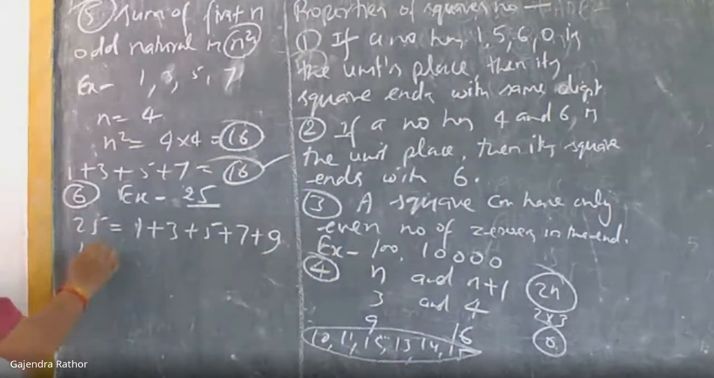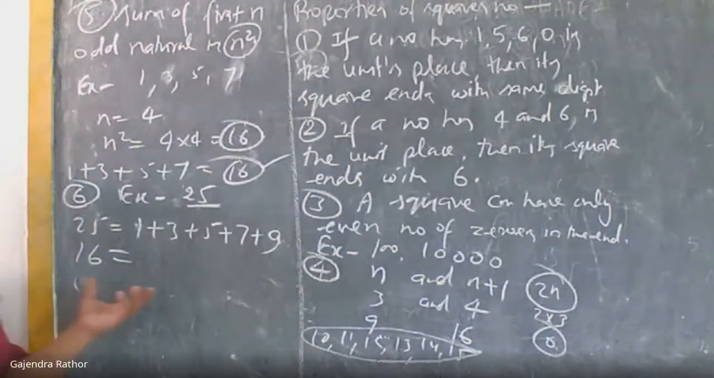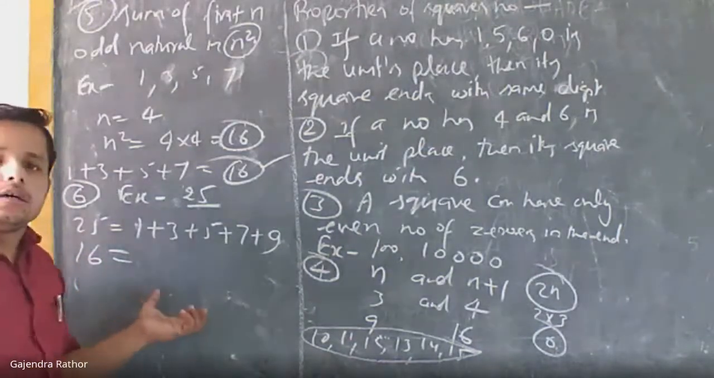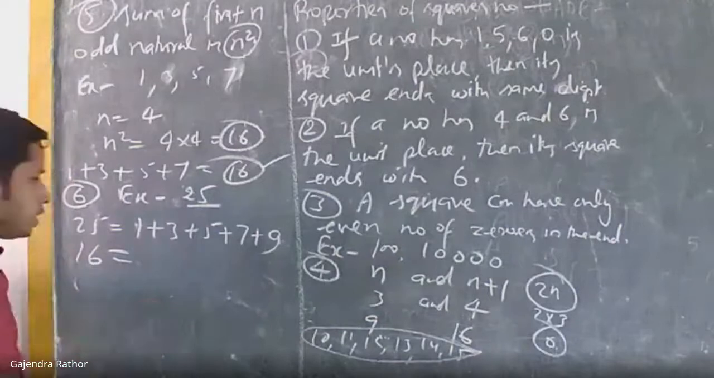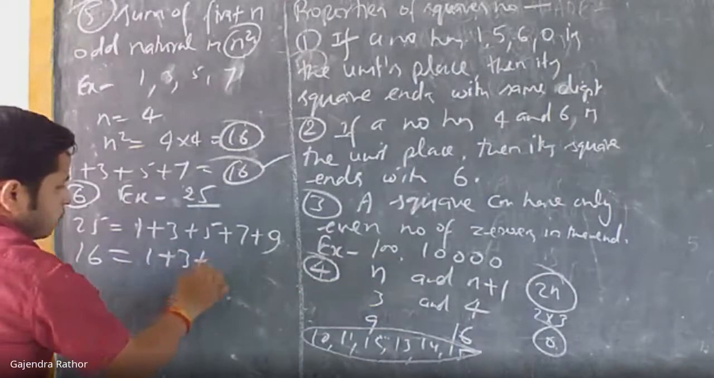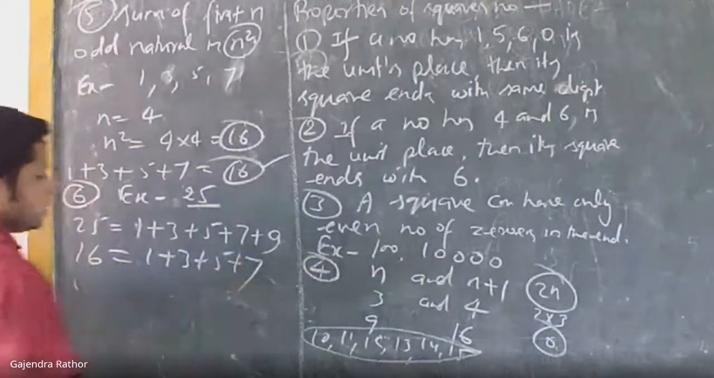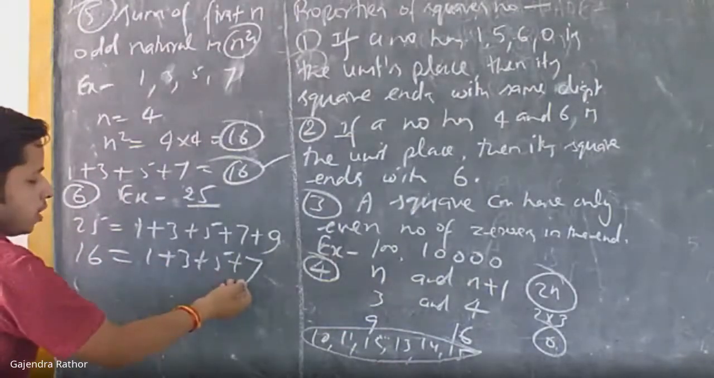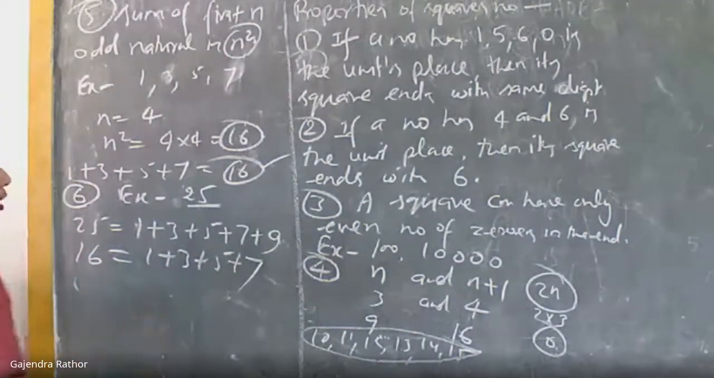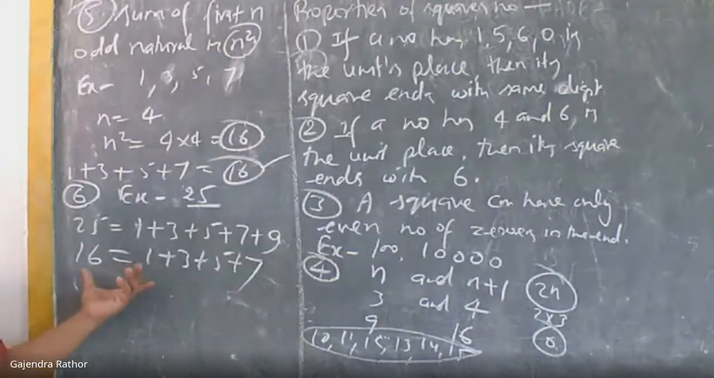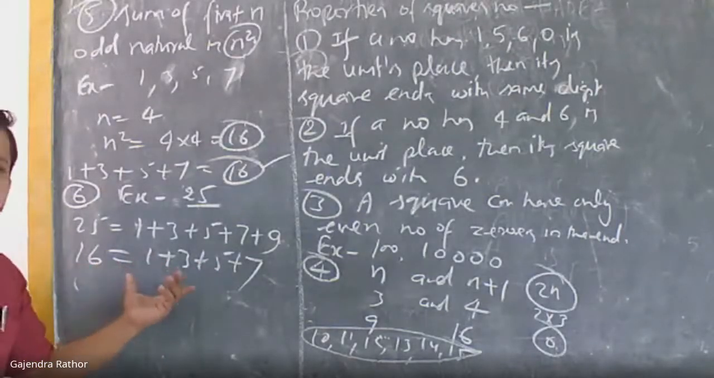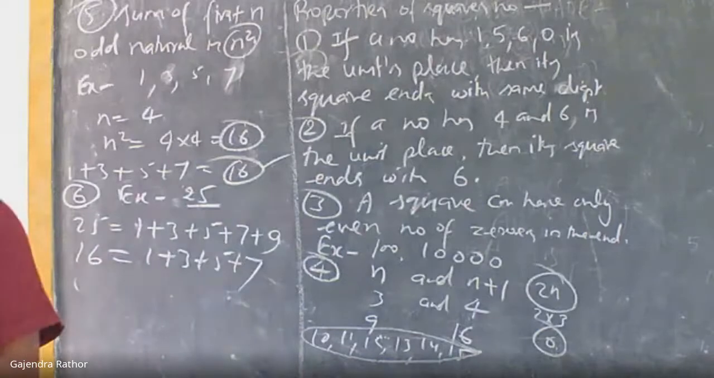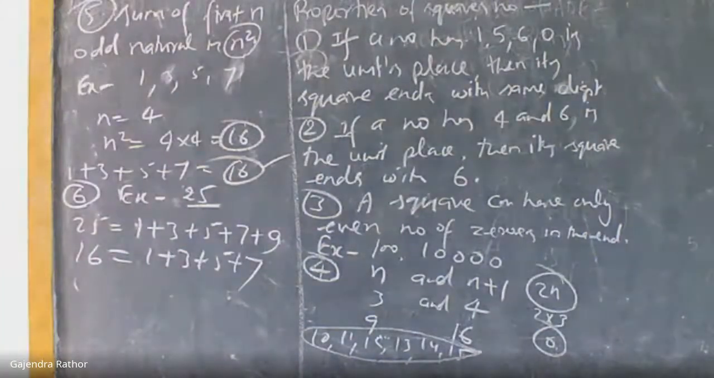Some other example, 16. Can we express 16 as a sum of successive odd numbers? Yes. 1 plus 3 plus 5 plus 7. All these are odd numbers. All are consecutive. All are natural numbers. The sum is equal to the perfect square 16. So this was the last property.